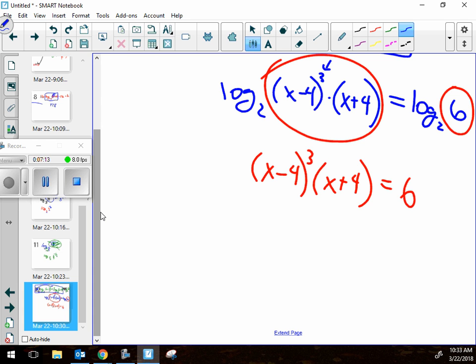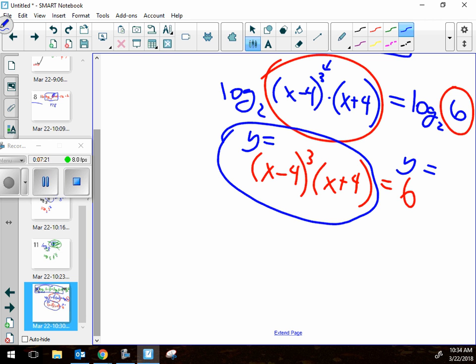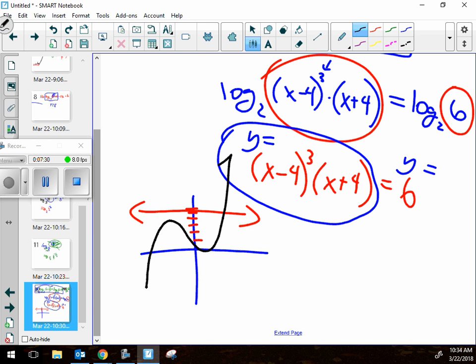You graph the left side, y equals that. You don't even have to know what it looks like. Your calculator will do it for you. And then you graph the right side, y equals 6. Well, you know what y equals 6 looks like, I hope. Y equals 6 just goes through like that. And then this other one's this weird wave thing. And then wherever they cross, that's your answer.